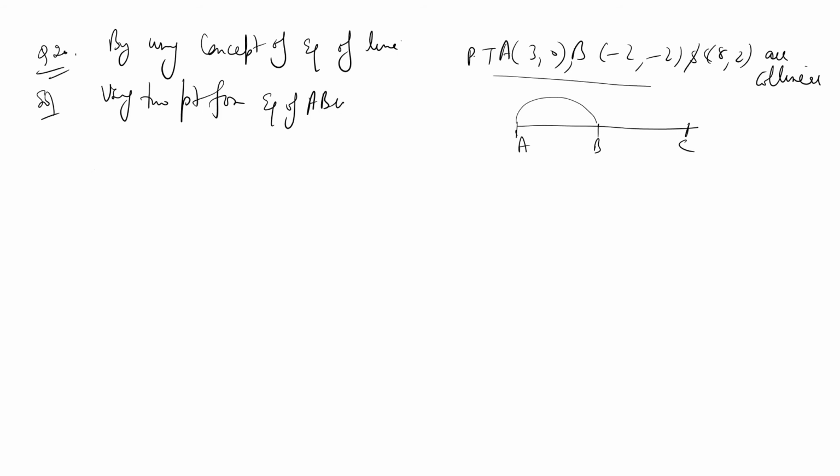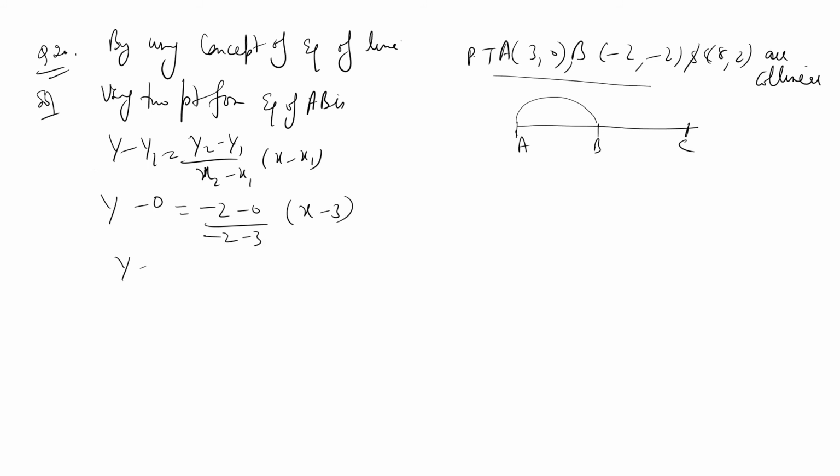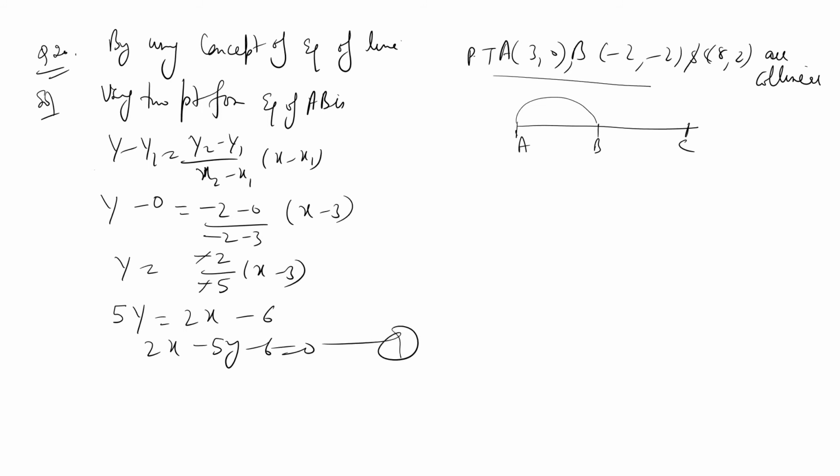equation of AB by using this form, y minus y1 is equal to (y2 minus y1)/(x2 minus x1) into (x minus x1). So y is minus 2 upon minus 5 times (x minus 3), or I can write as 5y equals 2x minus 6. So 2x minus 5y minus 6 equal to 0. So this is the equation of AB, right?